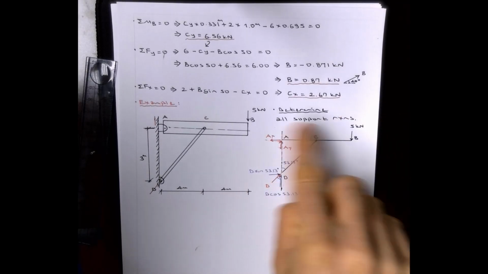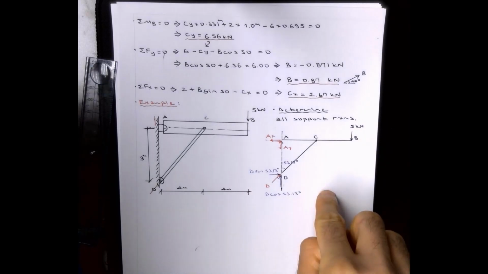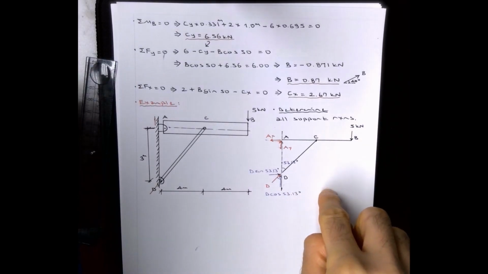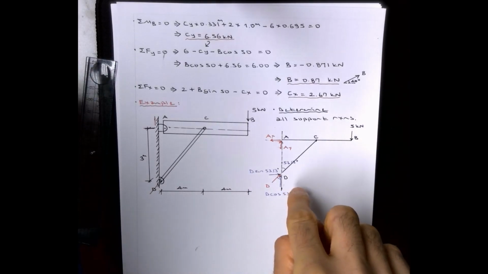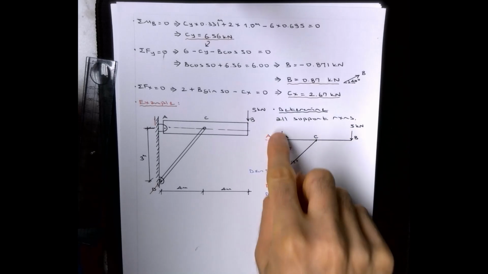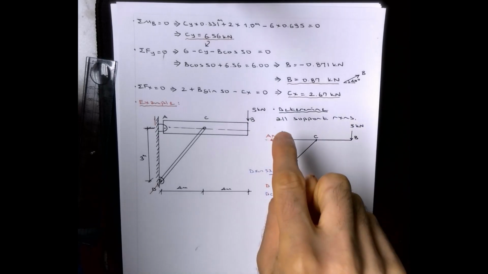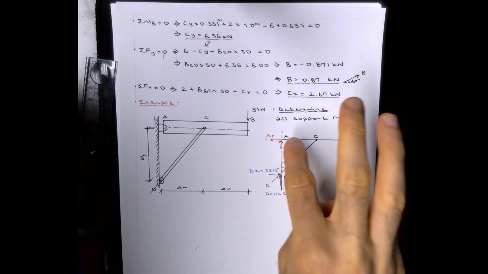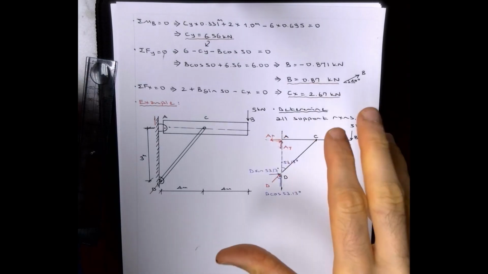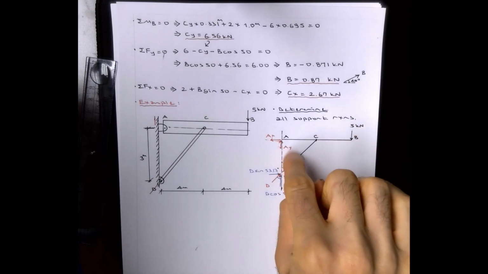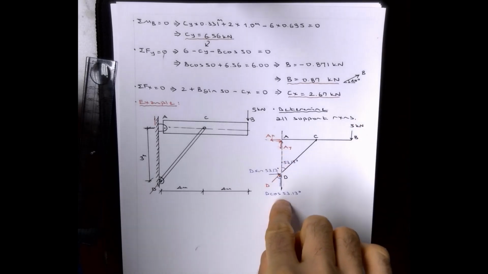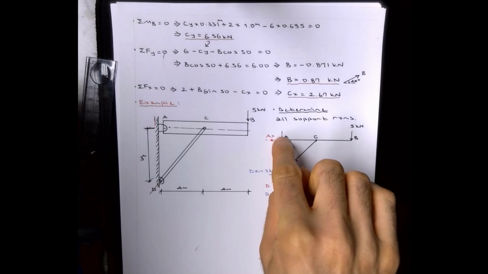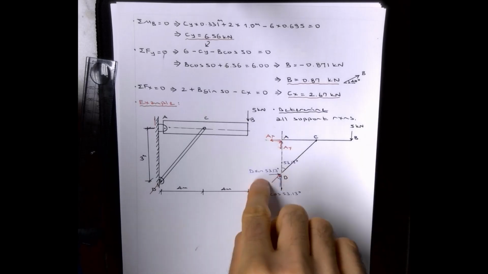So again, you have to take a moment about some point, it doesn't matter. Because the supports are aligned, if you take it about point A, you will eliminate three forces. Three force extensions will pass through point A and will not create any moment. It's going to be AX, AY, as well as D cosine 53. It would pass through A. The only unknown in the equation would be D sine 53. That would give you the solution.